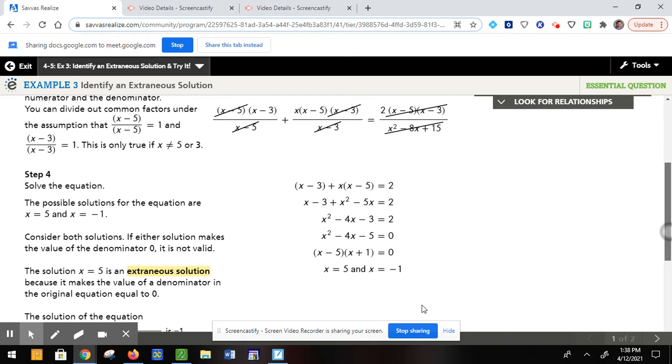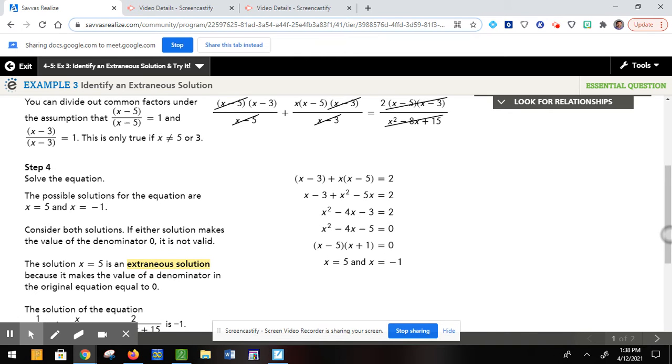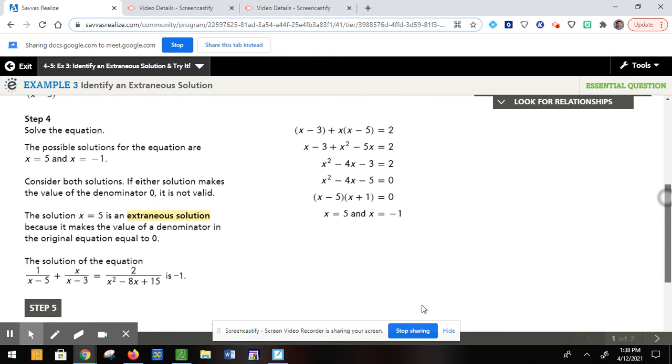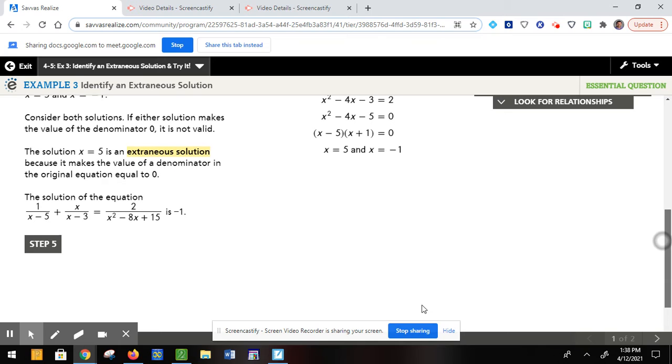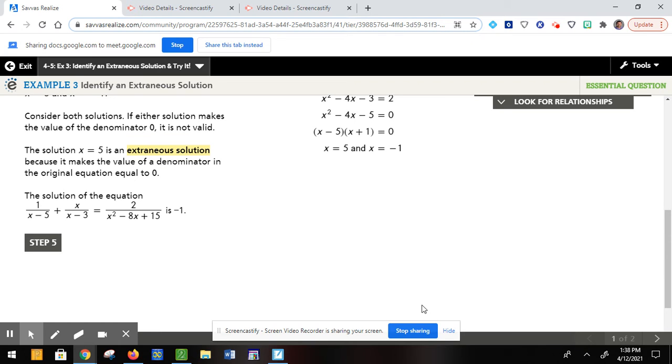And then when you solve that quadratic equation, you're going to end up with 5 and -1. We talked about at the beginning that the answer cannot be 5, right? Because 5 is a value of x that would make actually the first and the third fraction's denominator 0. So the only solution is -1.